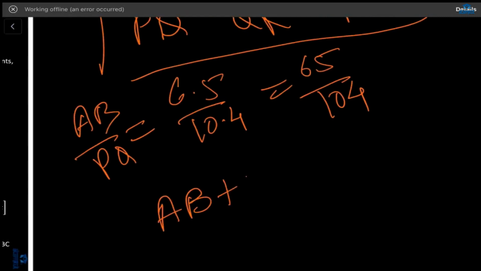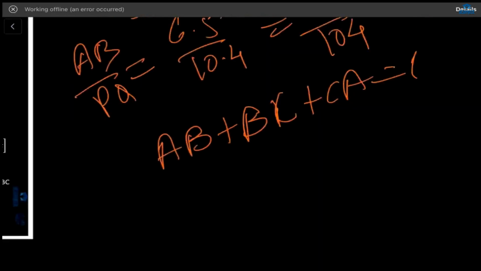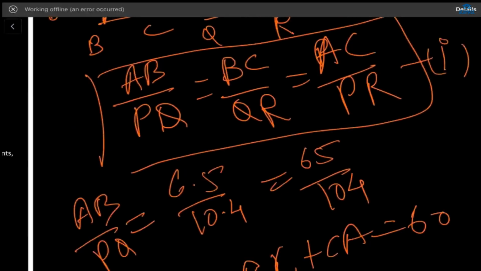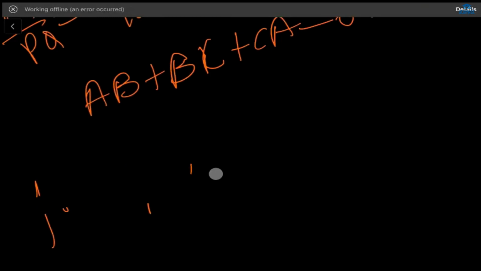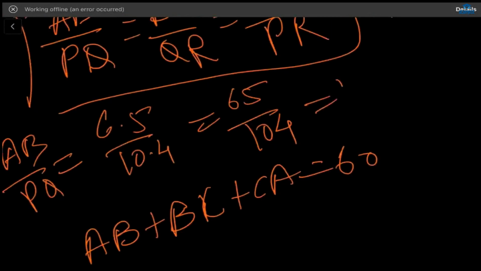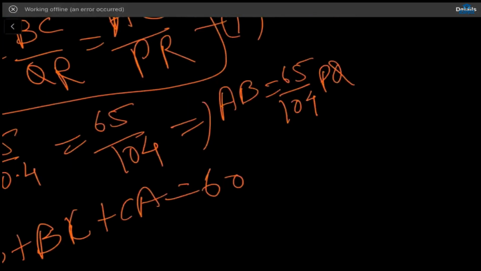That is, perimeter means AB plus BC plus CA is equal to 60. Now, from equation 1, AB by PQ is equal to 65 by 104. So you can write AB is equal to 65 by 104 multiplied by PQ. Similarly, you can write for the other sides also.